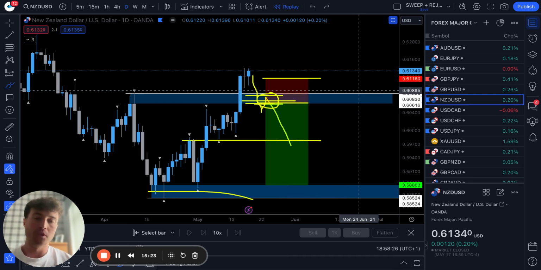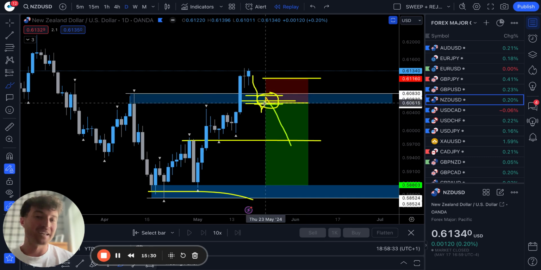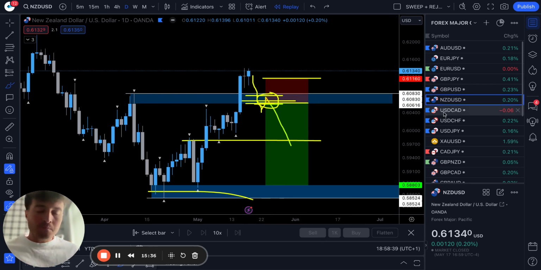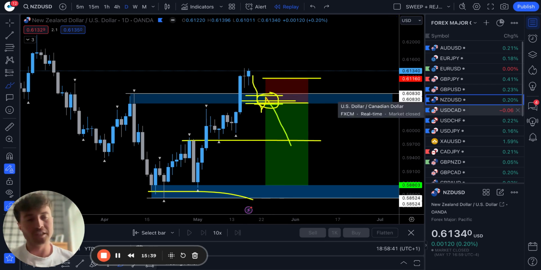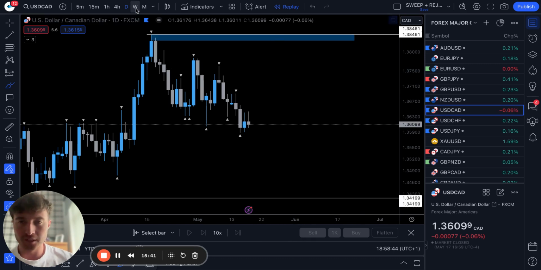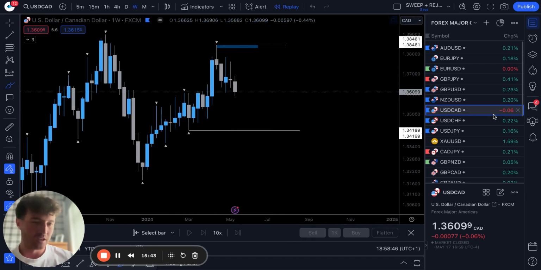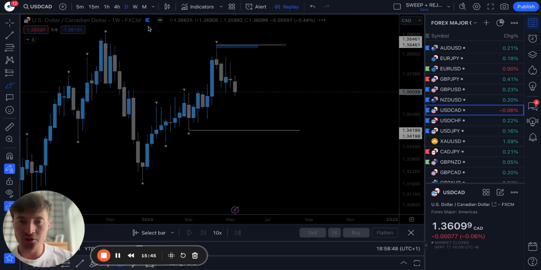But I just want to give you guys the most accurate and actionable plays that you guys can take, which would be this setup here. Deviation reclaim of 0.60600. So that's NZD/USD. Let's see what else we have for you guys here. If there's anything interesting, nothing too interesting on USD CAD.